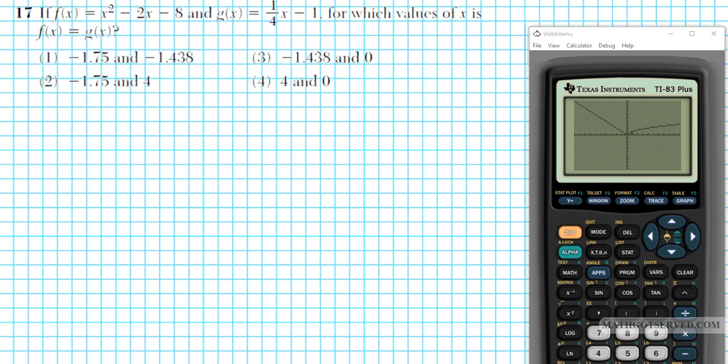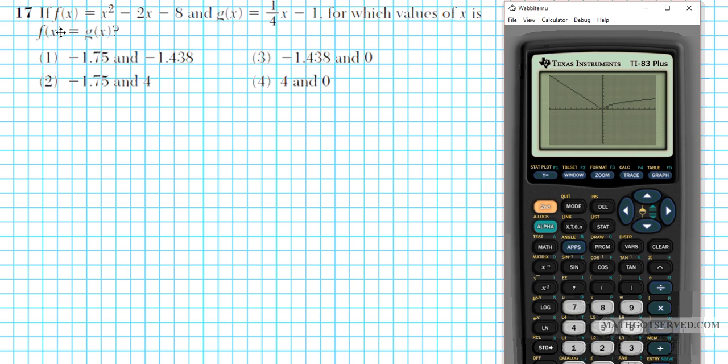All right, let's take a look at problem number 17. It says if f of x equals x squared minus 2x minus 8 and g of x equals 1/4 x minus 1, for which values of x is f of x equal g of x? Now this is another calculator problem. Well, how do we know? Well, if you look at the options, we have decimal values there, which is easier to determine using a calculator. Okay, so let me show you how to do that.